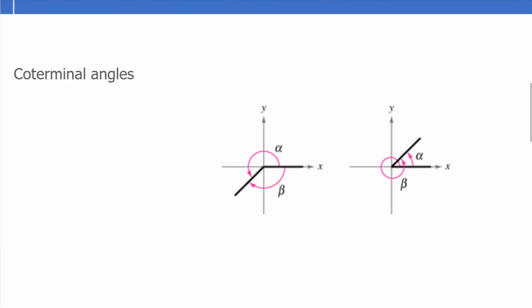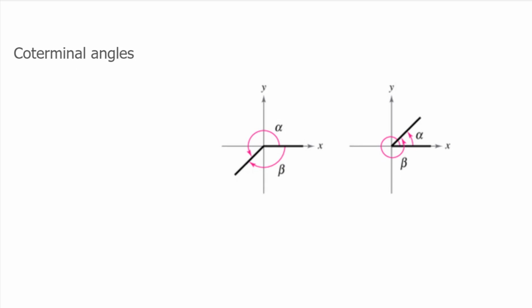Coterminal angles, straight from your book. It's letting you know if they terminate at the same spot, they're coterminal. So look, you've got a positive angle going this way and a negative angle going this way, but they went to the same spot. They're coterminal. I showed you a bunch of them in the first video. I just didn't tell you it was coterminal. I just wrote them so you could see it.